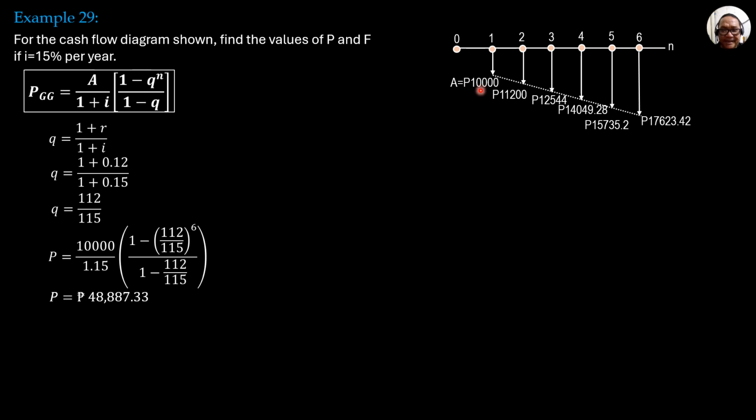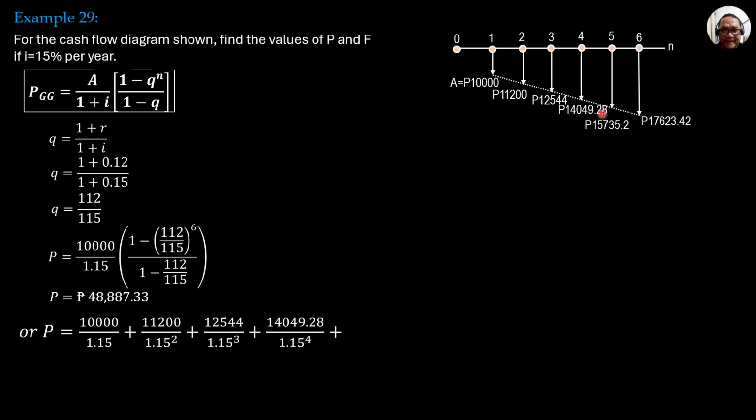The other way of computing this present worth is we simply project it to the present. So that is P is equal to 10,000 over 1.15 to the 1 plus 11,200 over 1.15 square plus 12,544 over 1.15 cube plus 14,049.28 over 1.15 to the fourth plus 15,735.2 over 1.15 to the fifth plus 17,623.42 over 1.15 to the sixth. So using your calculator, it will give us the same 48,887.33.